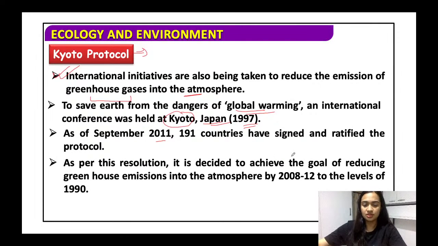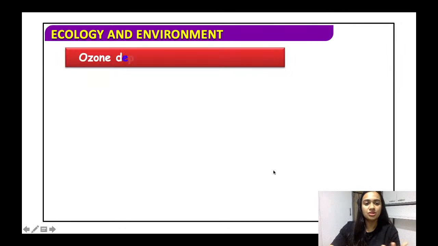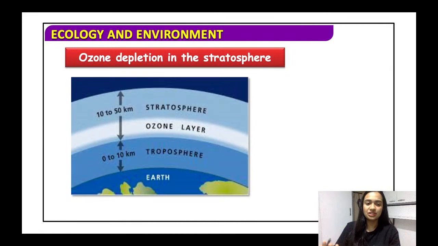As per this resolution, it is decided to achieve the goal of reducing greenhouse emissions into the atmosphere by the year 2008 to 12 to the levels of 1990. मतलब 2012 में ये गोल था कि हम 1990 के एनवायरनमेंट को achieve कर सकें.